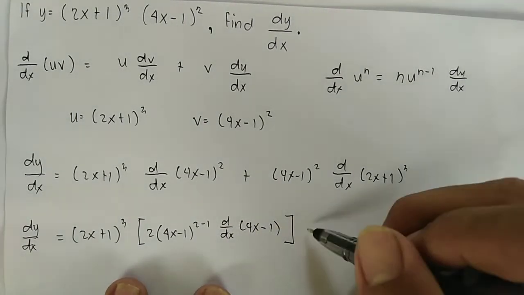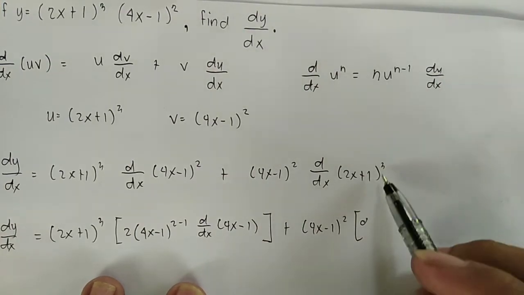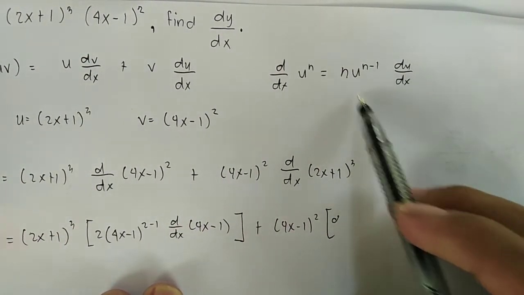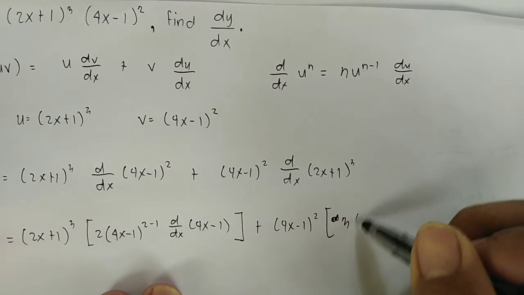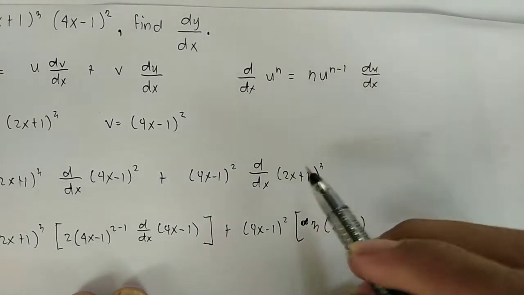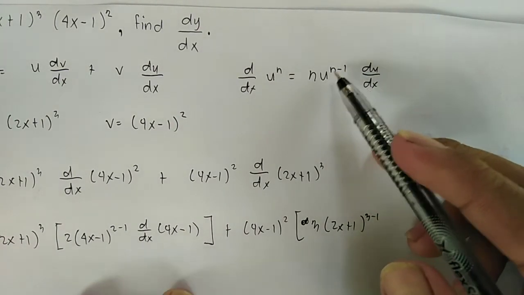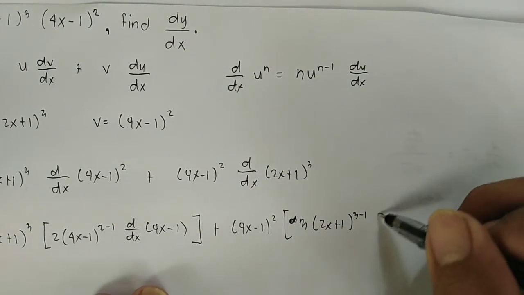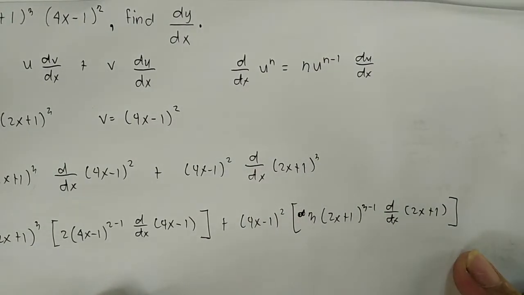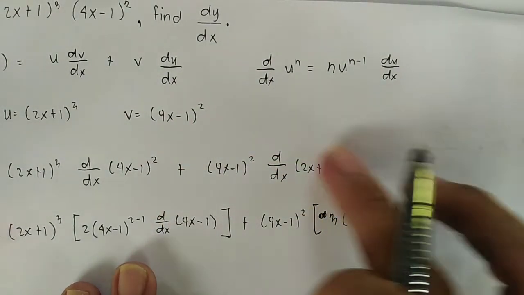Then, plus the other side, so we have the quantity of 4x minus 1 to the power of 2, times the derivative of, since there is also a power of 3 here, we will still use the power rule. Here, our n is 3. So we say 3 times, our u is 2x plus 1, raised to the power of n minus 1, so 3 minus 1, since our n here represents the exponent of the function. Then times the derivative of the inner function, which is 2x plus 1. So, that's it. The process is longer because we go through many derivations, but if you follow the required format, it's easy.